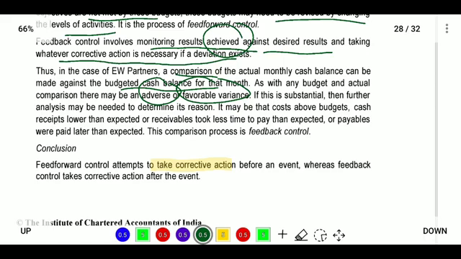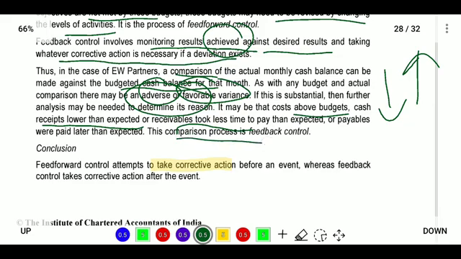Next, the cash receipts may be lower than the expected receivables. What is the reason? Our buyers are taking more time to pay, and we are paying our suppliers very fast. This is the reason our cash balance will be different.